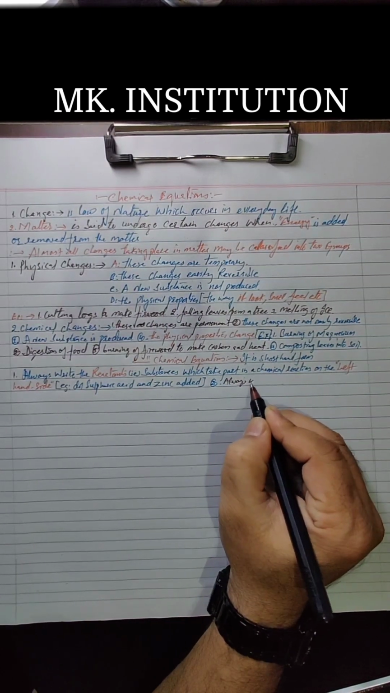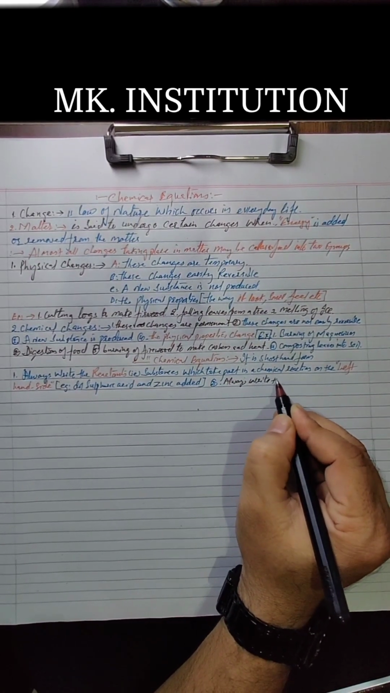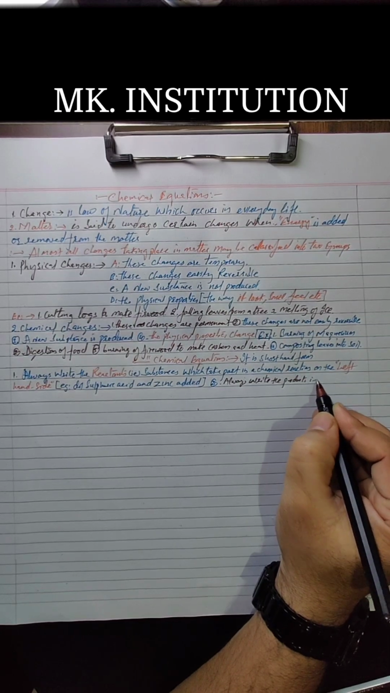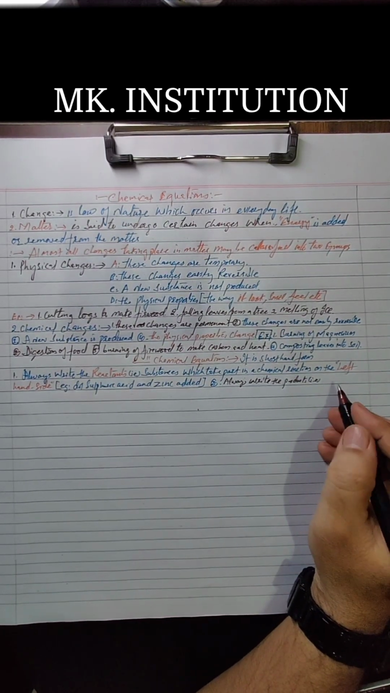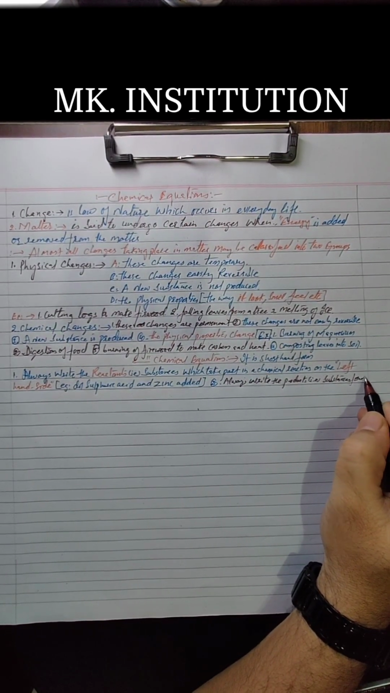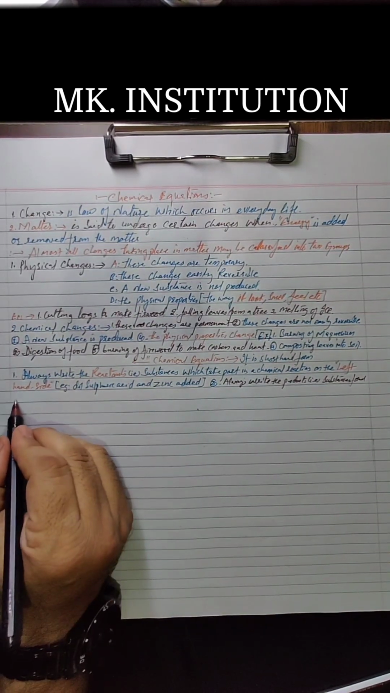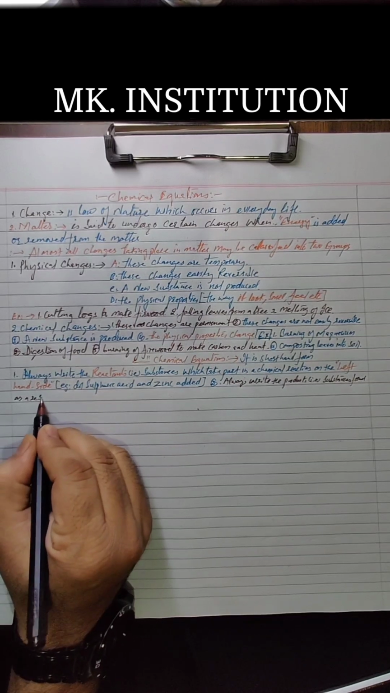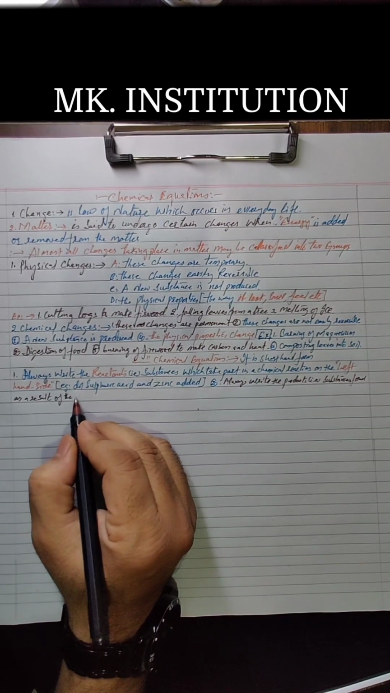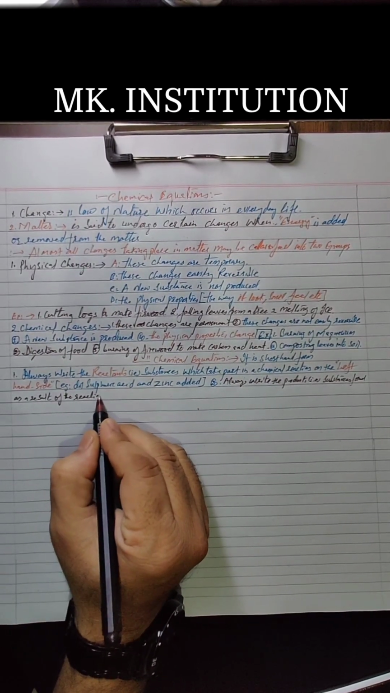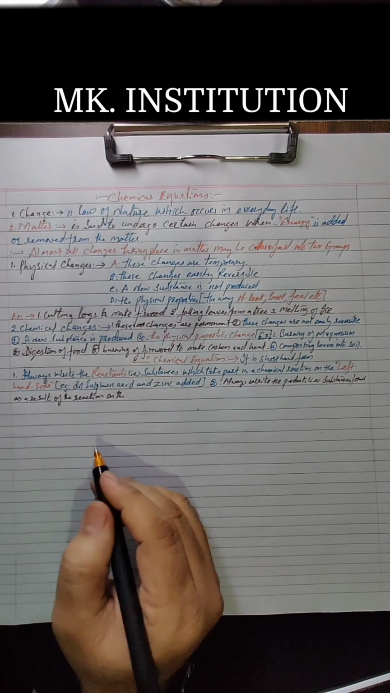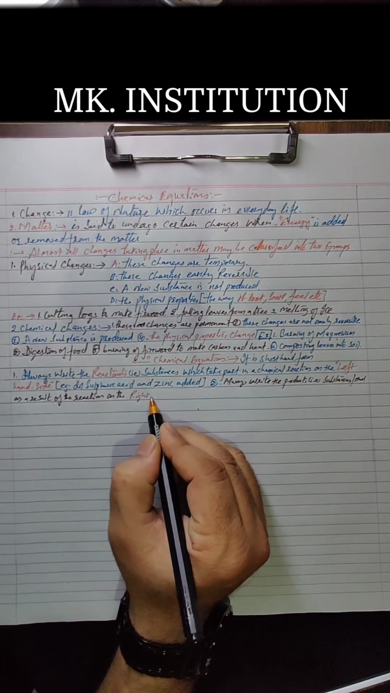Always write the products, that is, substances formed as a result of the reaction, on the right side. Okay, on the right hand side.